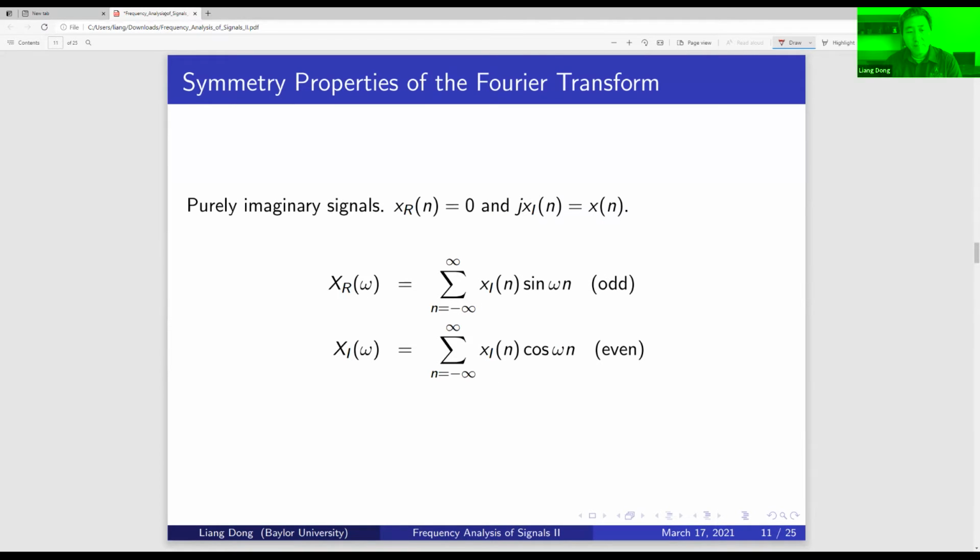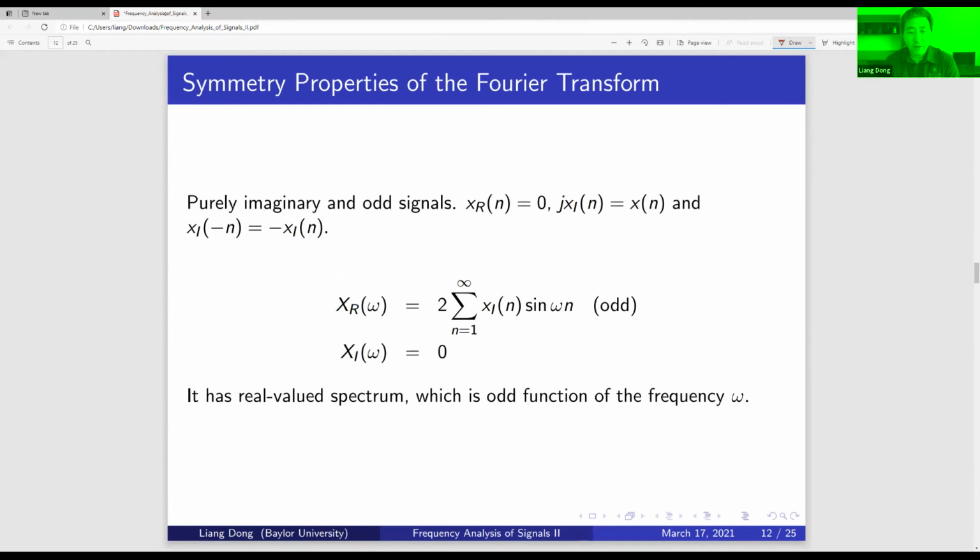Now, if I have a purely imaginary signal, which means I only got this part, x(n) is this part, but x_R, I don't have a real part. We can conclude that the frequency domain signal's real part is odd. The frequency domain signal's imaginary part is even. If I have a purely imaginary and odd signal, so I'm adding one more condition here, then it has a real-valued spectrum, which is an odd function of frequency omega. So we have a sum, but it's a sum of all these sines. And the imaginary part of the frequency domain signal is 0.